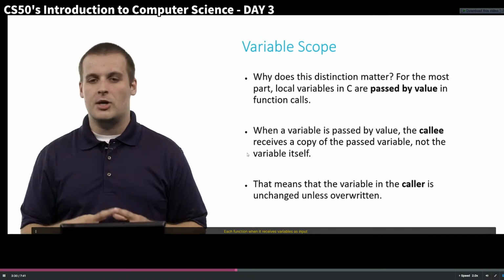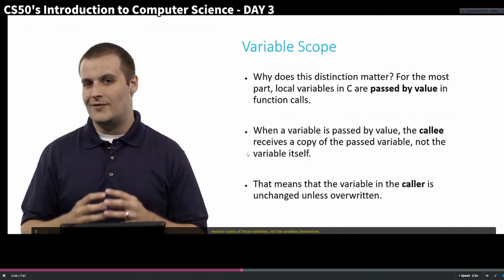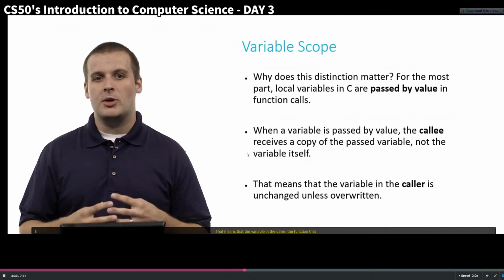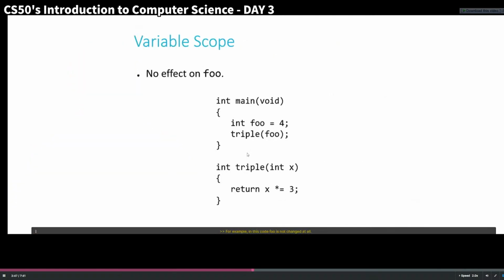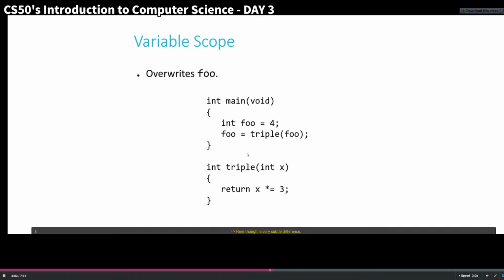Each function, when it receives variables as input, receives copies of those variables, not the variables themselves. So what is the side effect of that? That means that the variable in the caller, the function that is making the function call, is unchanged unless you overwrite it. For example, in this code, foo is not changed at all. In foo equals 4, call triple of foo. Inside of triple, we would expect that foo would be multiplied by 3 in return, but there's actually no effect. Here, though, a very subtle difference. This does have the effect we want.